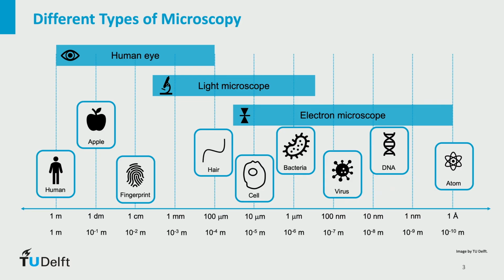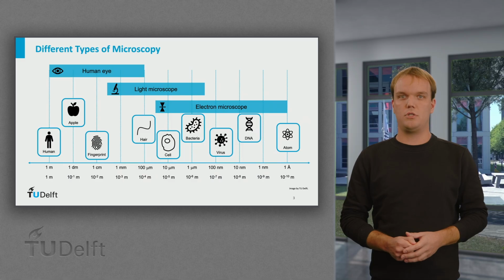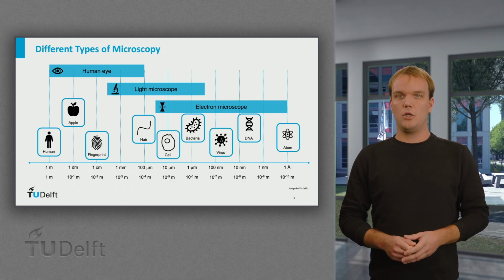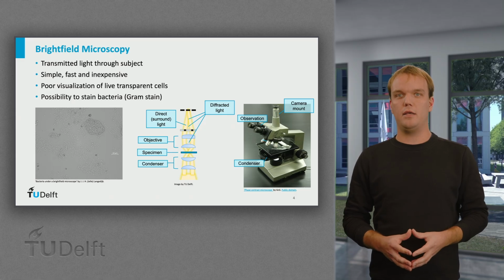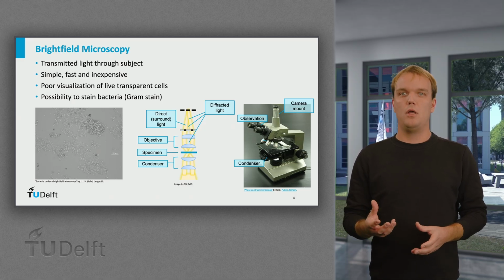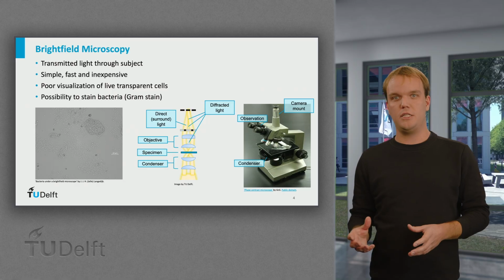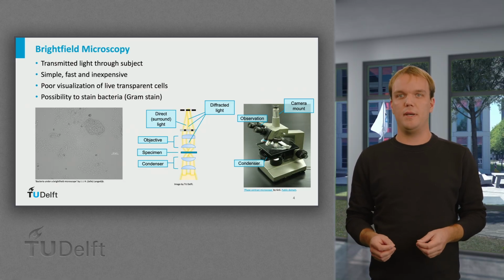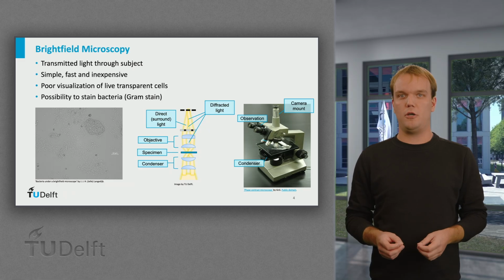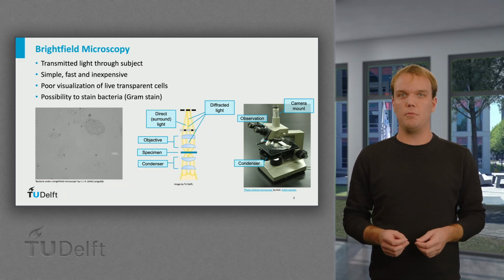In this lecture, we'll focus on the techniques using light microscopy that are routinely used in microbiology labs, especially for studying mixed microbial communities. The most basic technique we use is bright field microscopy. A beam of white light is transmitted through the sample. Whatever absorbs or reflects the light becomes visible. This method is simple, fast, and inexpensive. Almost every microbiology lab has a bright field microscope.